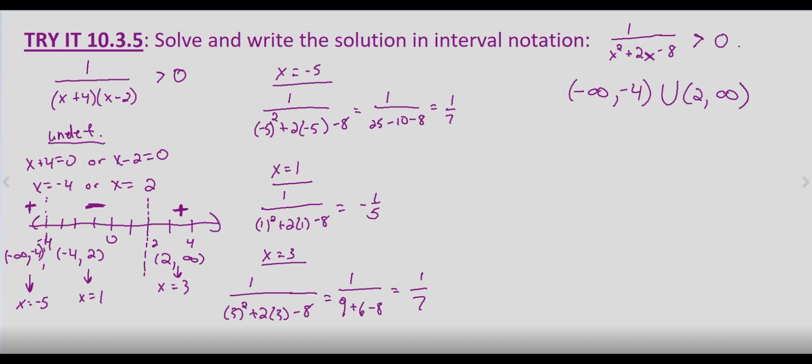Because on these intervals, if we substitute a value into our rational expression, it's going to be greater than 0.